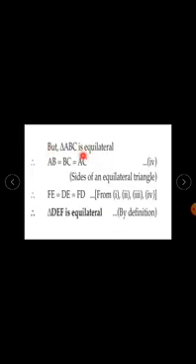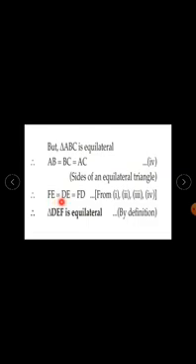But triangle ABC is equilateral, it is given. Equilateral triangle means all sides are congruent. Therefore, AB equal to BC equal to AC, and this is your equation 4. Reason is sides of an equilateral triangle.